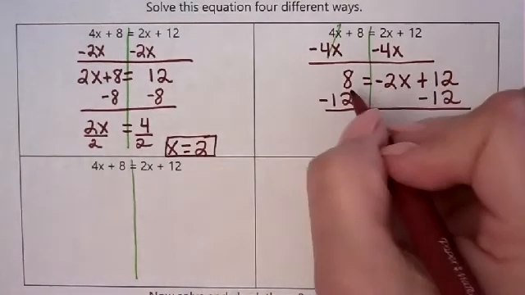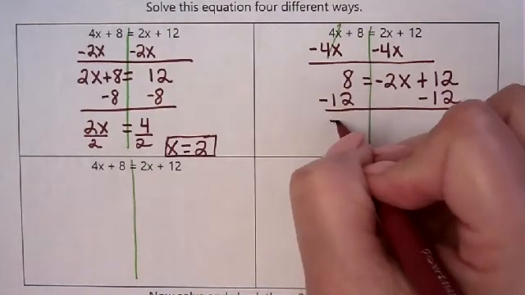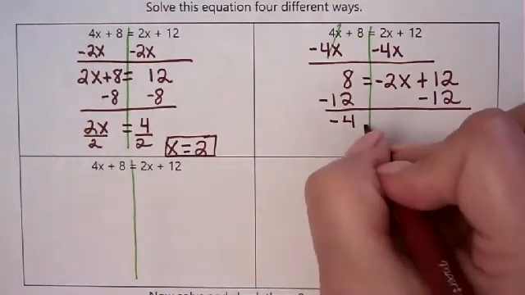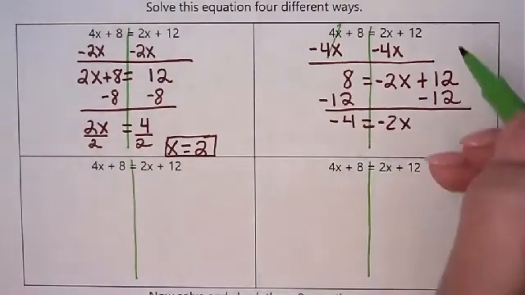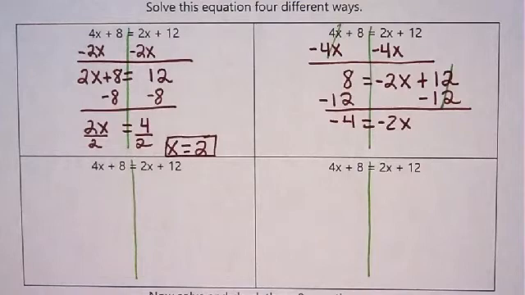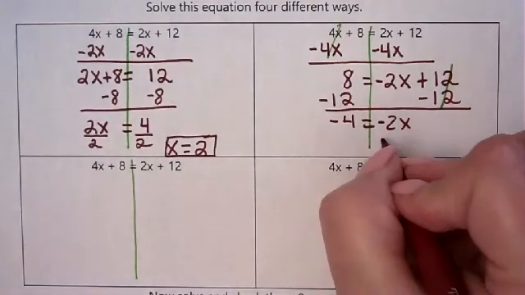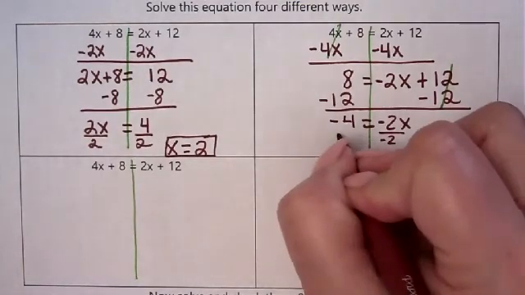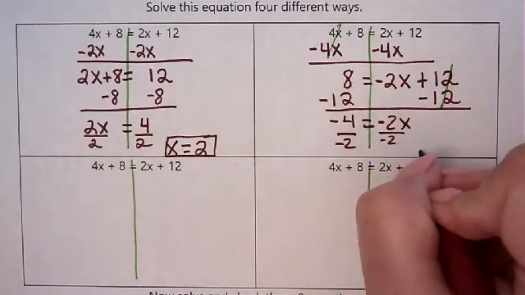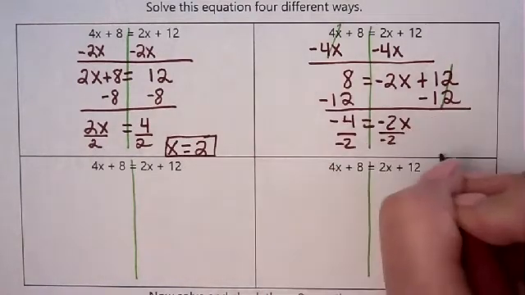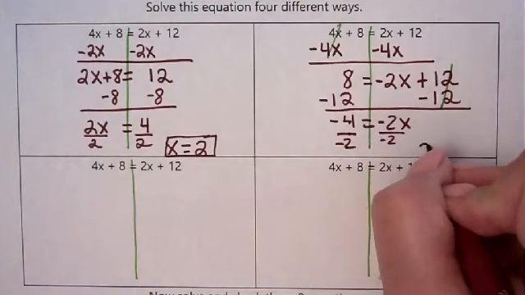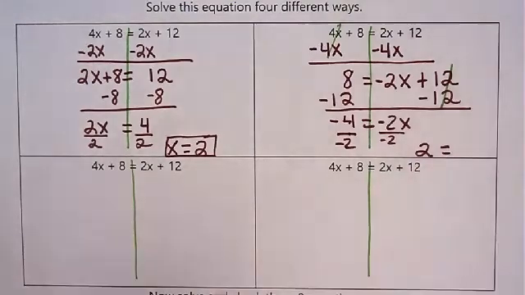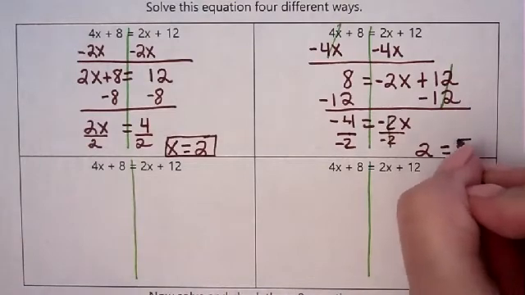Okay? Now, 8 minus 12 is negative 4, equal to negative 2x, and then we know these 12s right here are going to cancel each other out. Then what's the last step? Divide by that negative 2. And again, I'm writing so big I'm going to run out of room. So right here, I'm going to have negative 4 divided by negative 2, which is positive 2, equal to, and then those 2's are going to cancel out, and that leaves me with x.